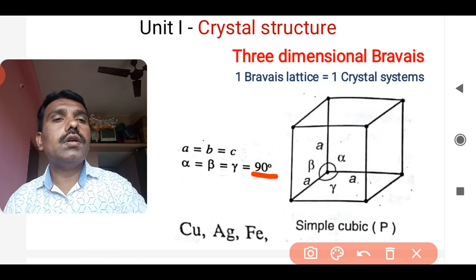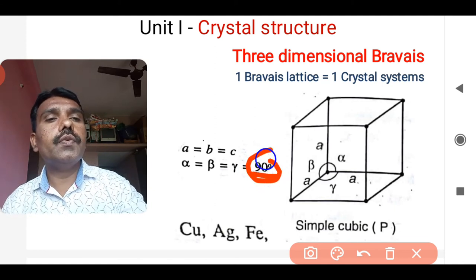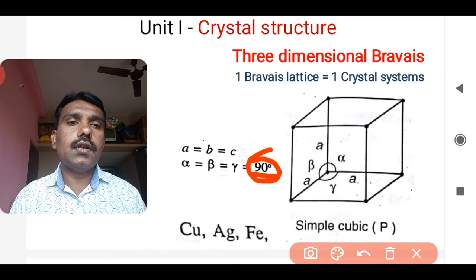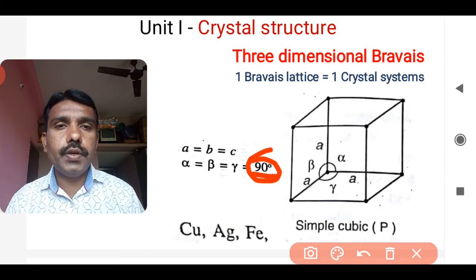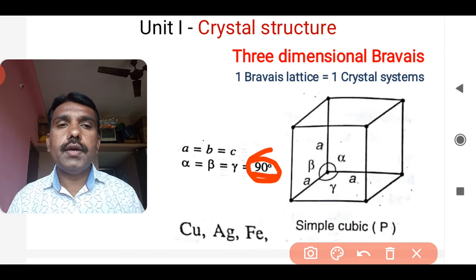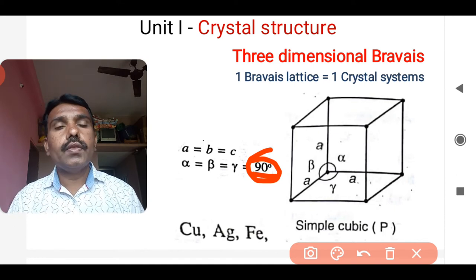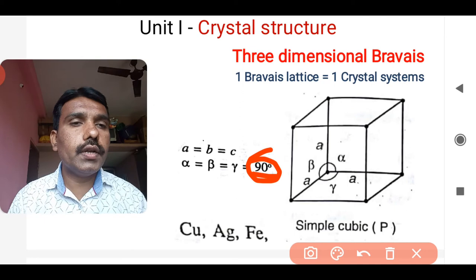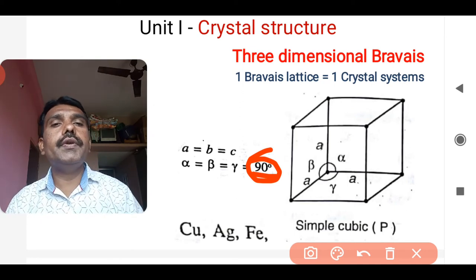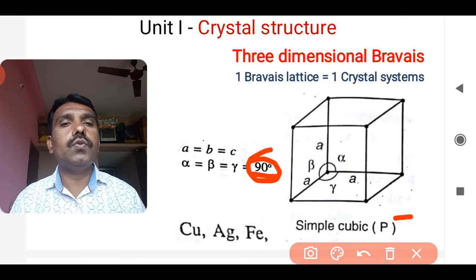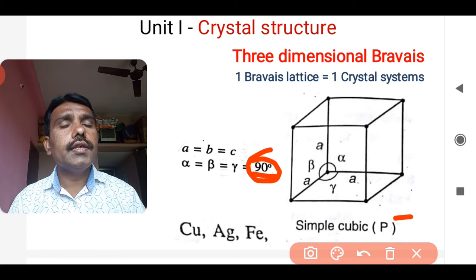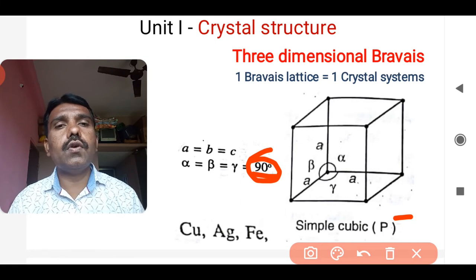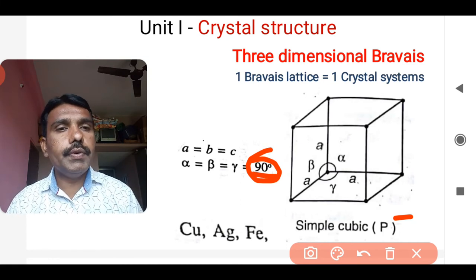So this is how the cube, or the unit cell, is formed with these conditions, that is a is equal to b is equal to c, and alpha, beta, gamma is equal to 90 degrees. Such a cube is called primitive simple cubic, and the word P is used for the simple or primitive case.